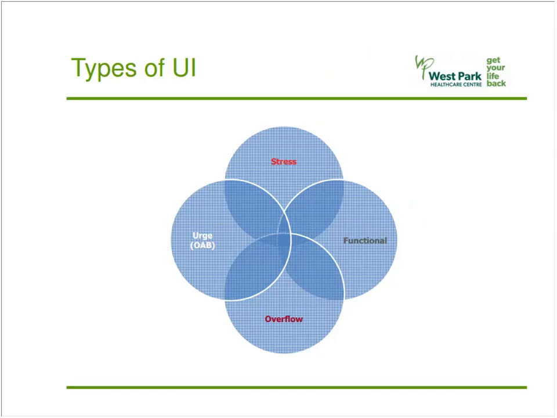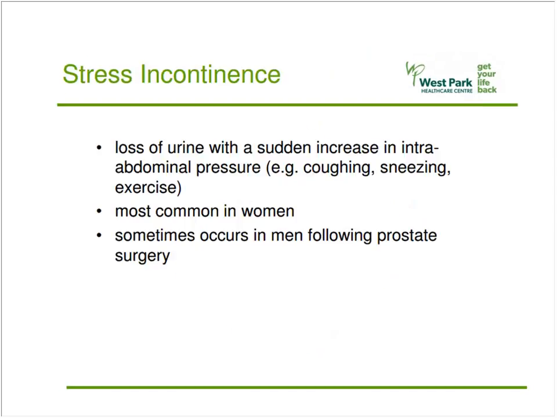So there's actually 4 types of urinary incontinence: stress, urge, functional, and overflow. And it can be more than one type. So it can be mixed, and this is what you're going to tease out with your assessment. So I'm going to go through each one.